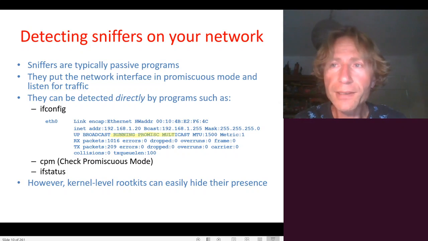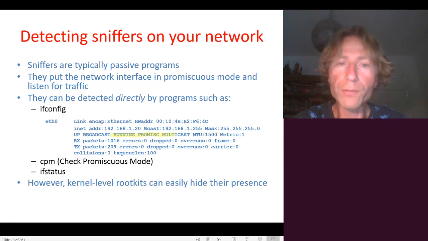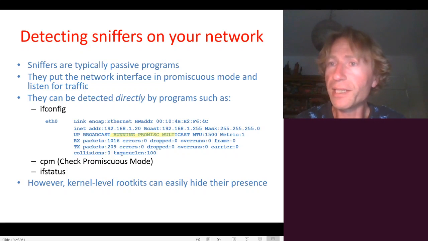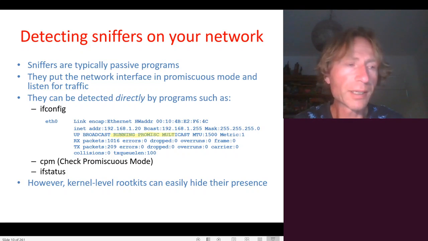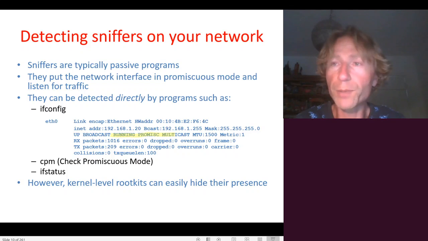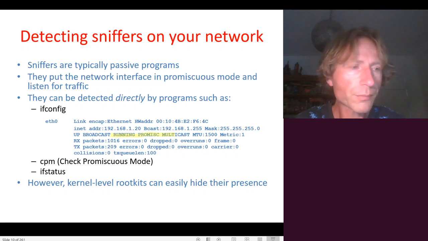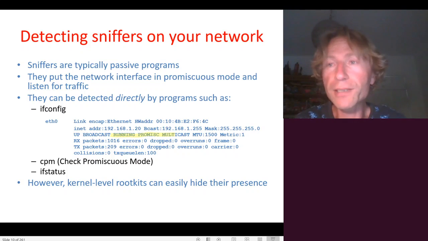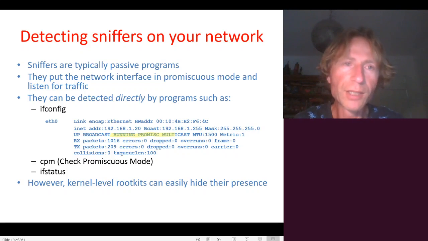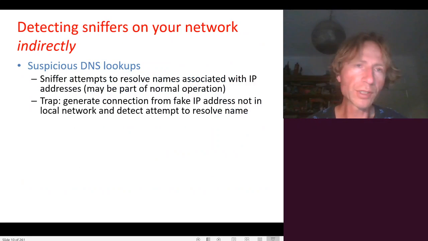Unfortunately, this is problematic for two reasons. First of all, you may have a kernel-level rootkit. A kernel-level rootkit hides the traces of something being out of the ordinary, right? So if you type ifconfig, it might just return that it's not running in promiscuous mode, even though it is. The other problem is that you may not have access to all the machines that connect to your network. So what else can we do? Well, there are a number of other tricks that we could use.